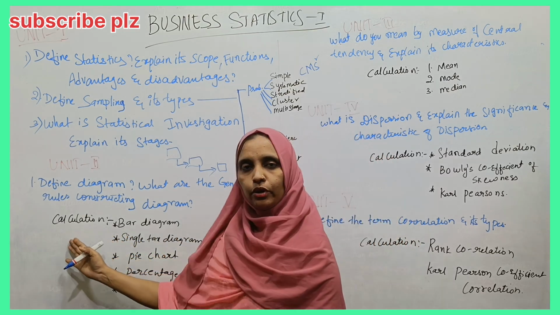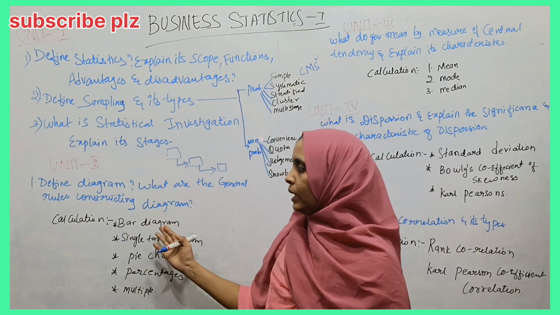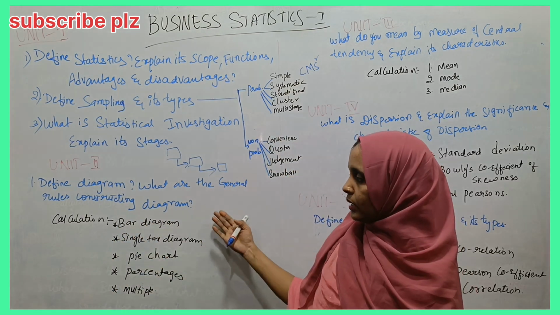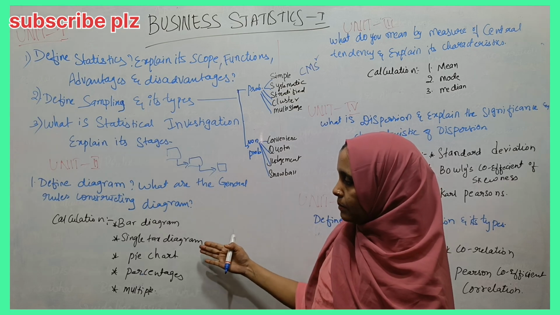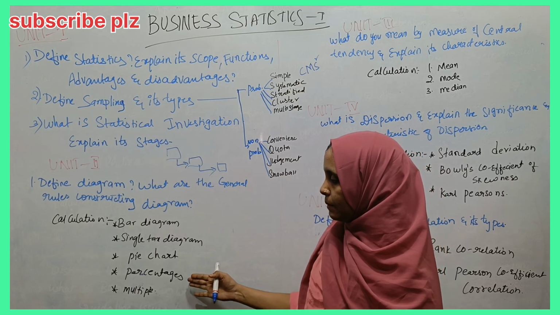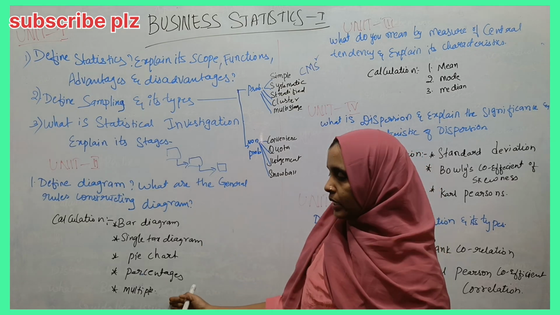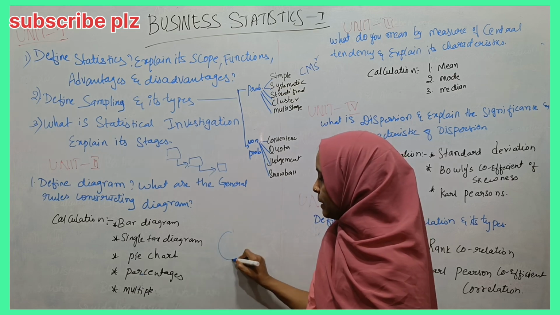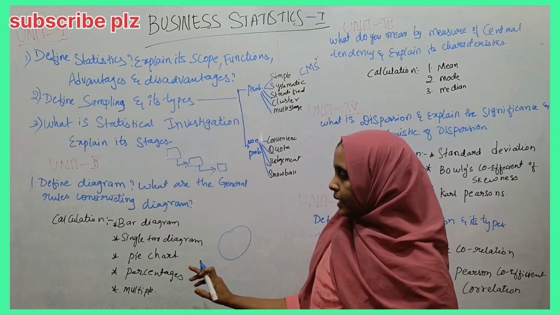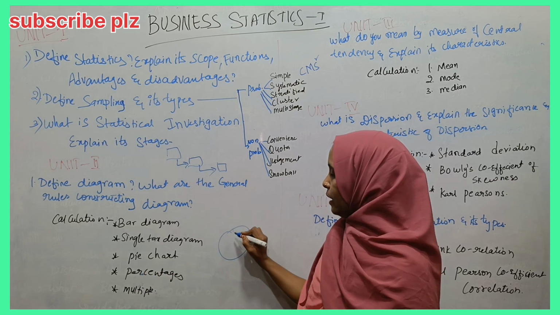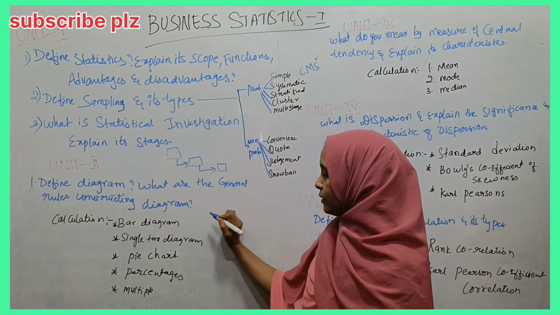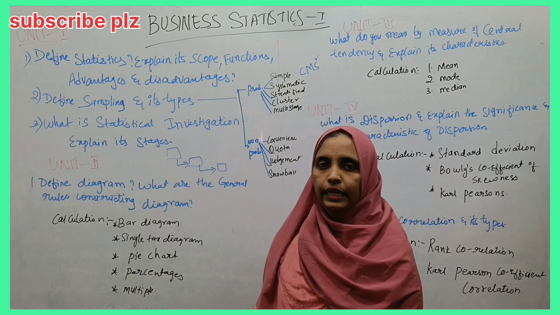From the practical, calculation point of view, the examiner will ask questions from bar diagram, single bar diagram, pie chart, percentage and multiple. You know the pie chart, this is the pie chart. Then percentage: maybe it will be asked out of 100%, and again you have to calculate it.